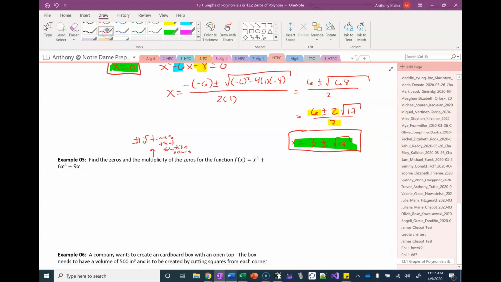Let's look at this next example, and something different is going to happen here. So again, f of x, I'm going to replace with a 0 because we're looking for the zeros for the function.